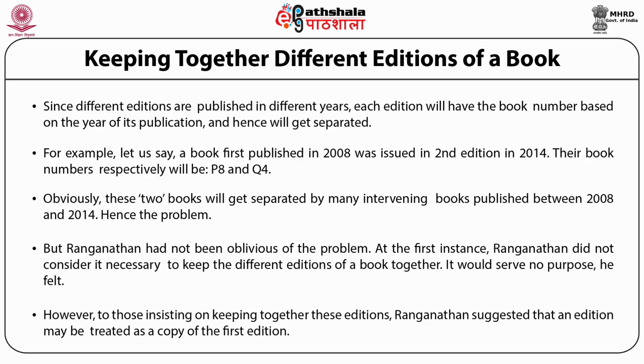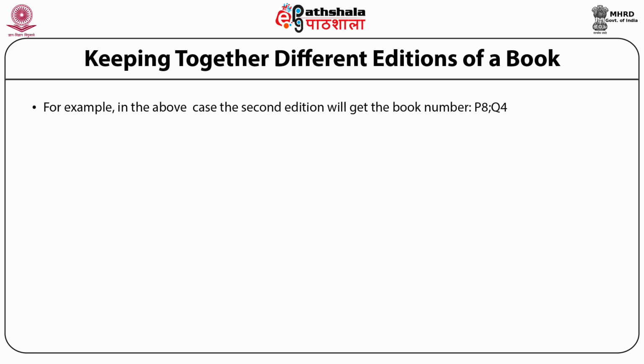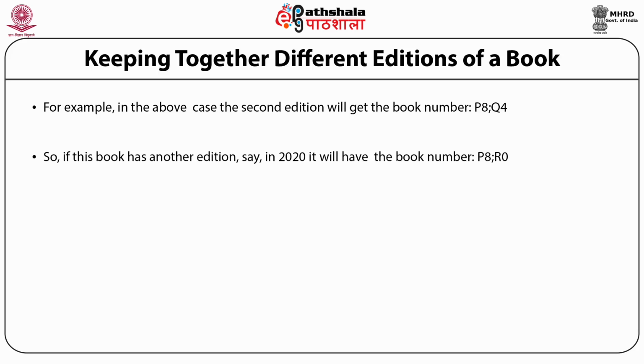But Ranganathan had not been oblivious to the problem. He found some solution. At the first instance, Ranganathan did not consider it necessary to keep the different editions of a book together. It would serve no purpose, he felt. He wanted that all the editions get their own year number and be placed separately. However, to those insisting on keeping together these editions, Ranganathan suggested that an edition may be treated as a copy of the first edition.